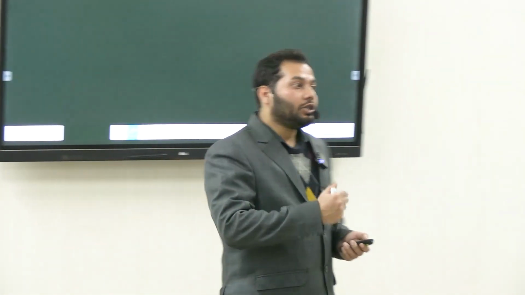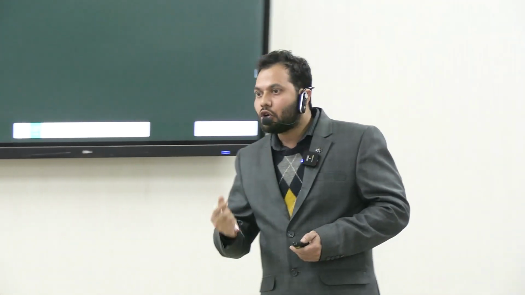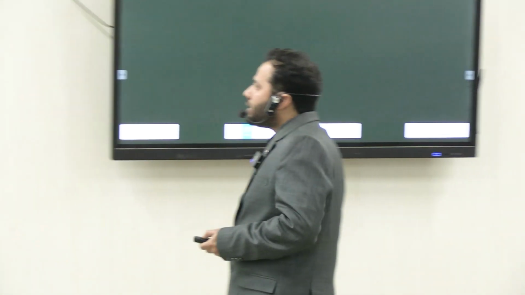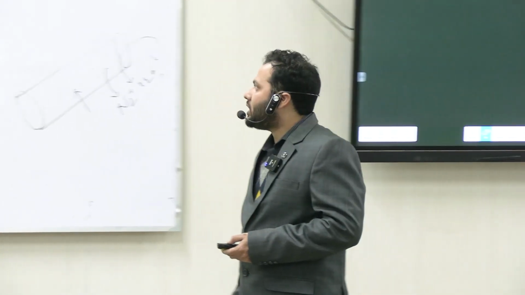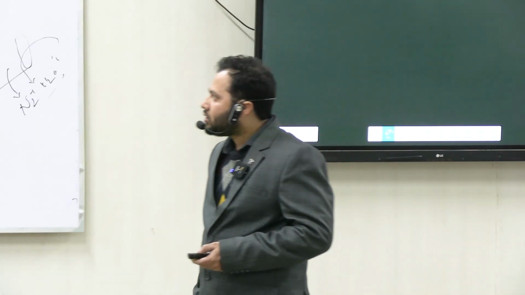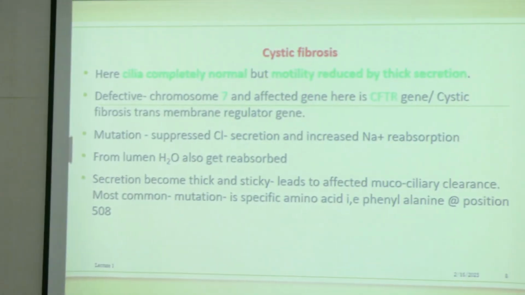It is due to the thickness of the mucus that it is very difficult to clear from the tract. Right? So you can see from here, secretions become thick and sticky, which leads to affected mucociliary clearance. The most common mutation that occurs in cystic fibrosis is of a specific amino acid, that is phenylalanine, and this phenylalanine is present in position number 508.